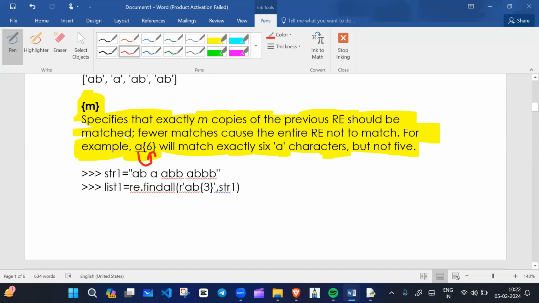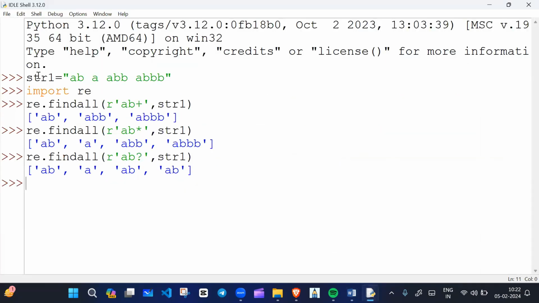Suppose, for example, we have this string already. I'm writing a pattern here, and I'm searching that pattern in string one. So what pattern will I write? A B, how many times? Exactly 3 times. A and B 3 times. So this is 2 times B, this is 1 time B, this is 0 times B, and this is 3 times B. So what will it match now? It will match A with 3 times B.